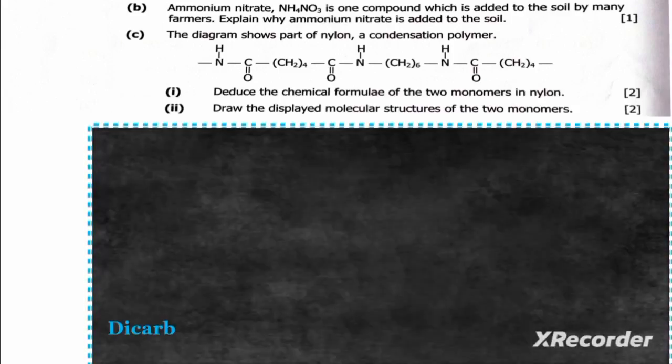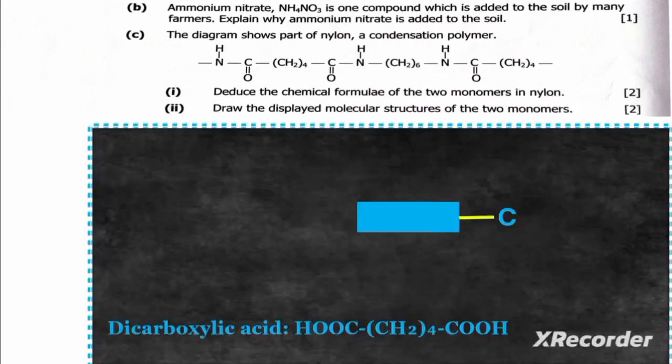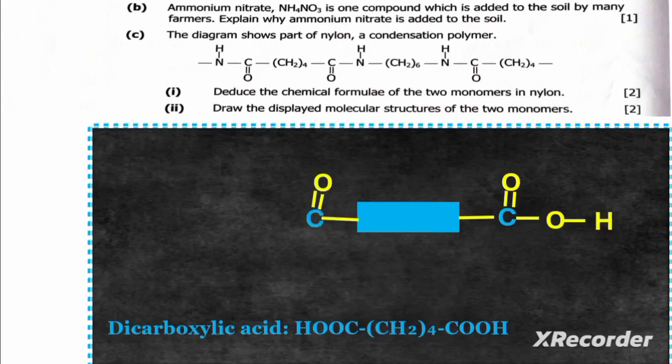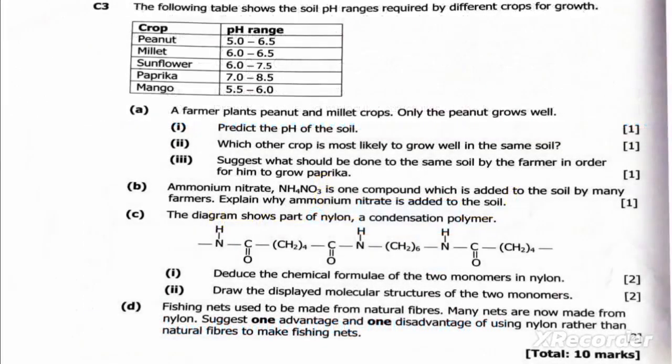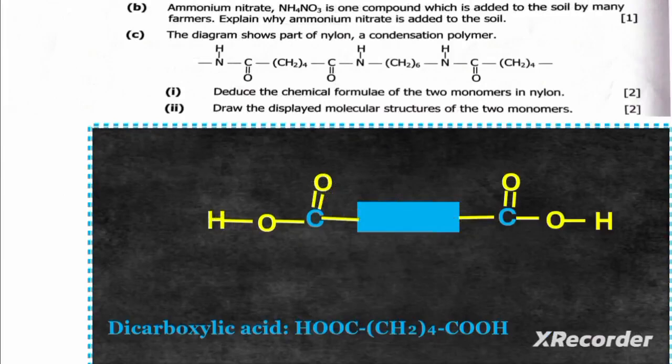Let us also draw the structure of dicarboxylic acid. We have C double bond O or single bond. So this is the structural or displayed formula of dicarboxylic acid. Here also this box is representing what is in the bracket here. Okay, so we are done with this question.